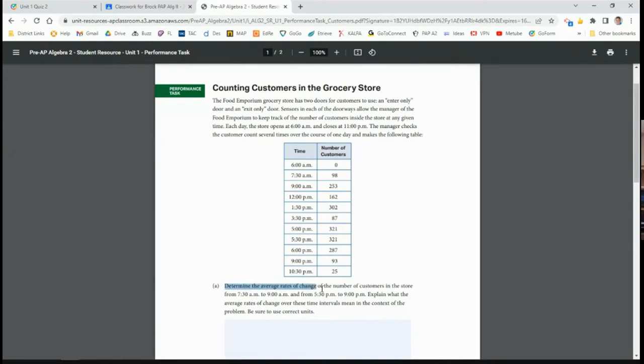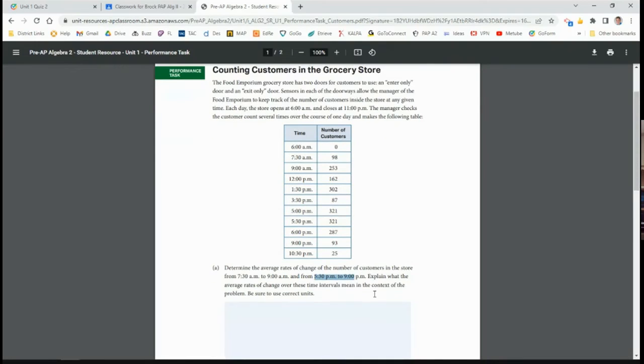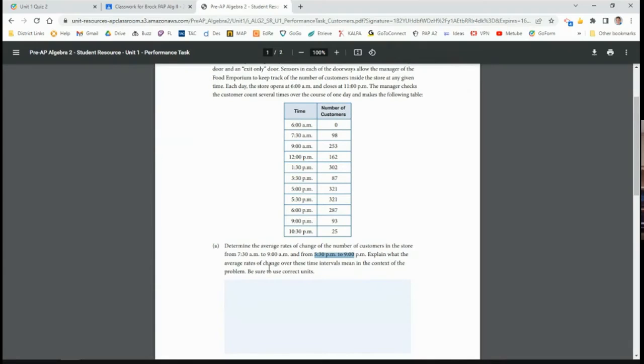Determine the average rate of change between 7:30 and 9 in the morning and 5:30 and 9 in the evening. So you got to give 2 different rates of change for that question. And then explain what those average rates of change mean in the context of this grocery store. Well, the average rate of change is +8. Well, what's that mean for a grocery store? If I go to a grocery store and say your average rate of change is +8, they're like, what in the world are you talking about? Tell me what it means for this grocery store.